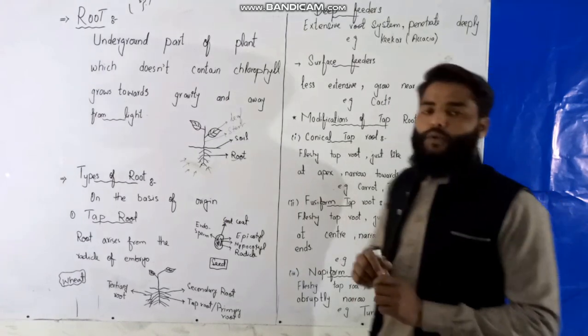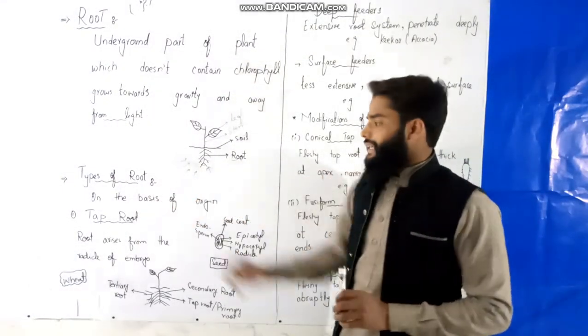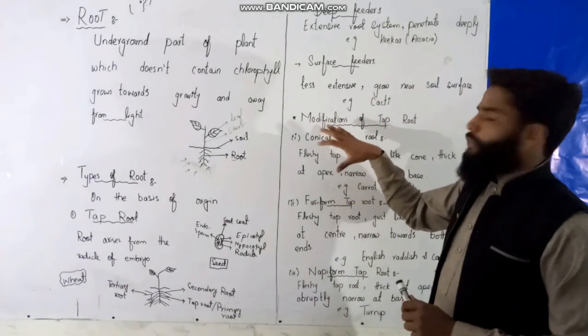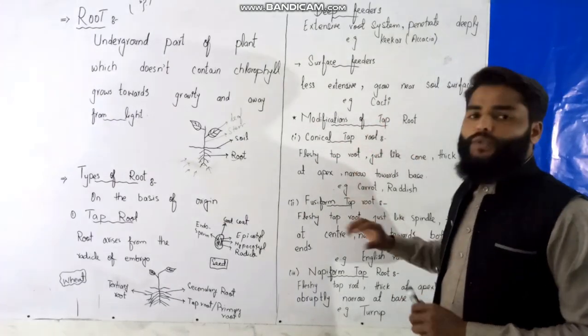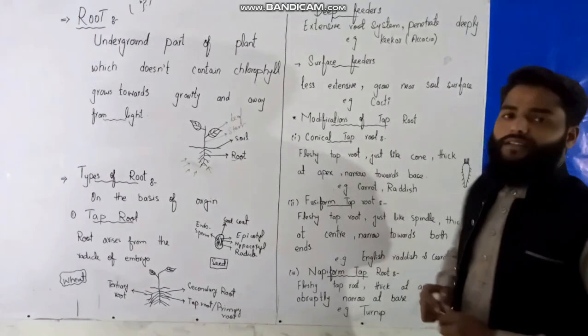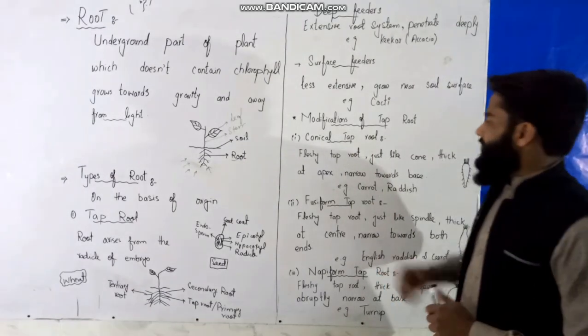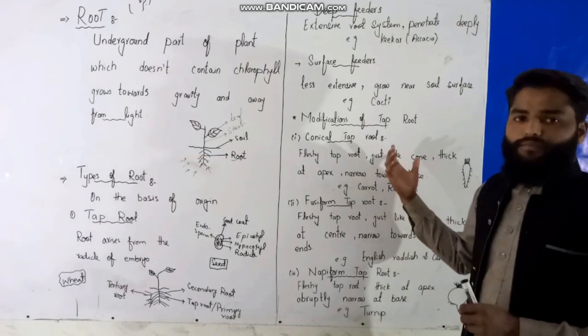अब ये जो root है which we are discussing, the tap root. So this tap root undergoes different modifications and produces different structures, different tap roots. So the first one is the conical taproot. This is actually the fleshy taproot, just like a cone.